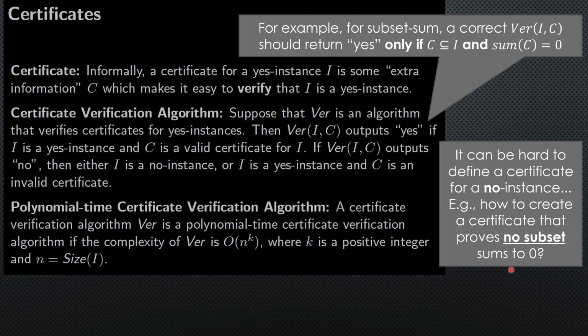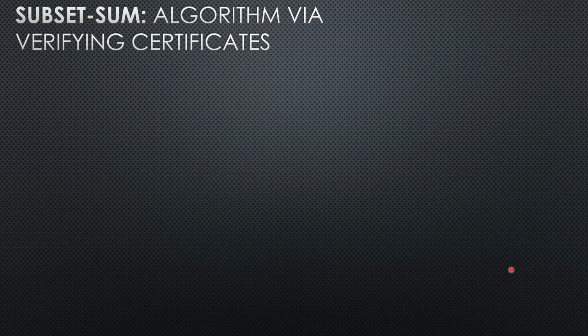And could you define a certificate for no instances to prove that instances are no instances without using exponential space and thus exponential time for this subset sum problem? I don't know how. Often it's hard to define certificates for no instances that prove the answer is no. So we usually stick to certificates for yes instances, and we do something careful to make sure that we can always phrase everything we need to prove in terms of yes instances.